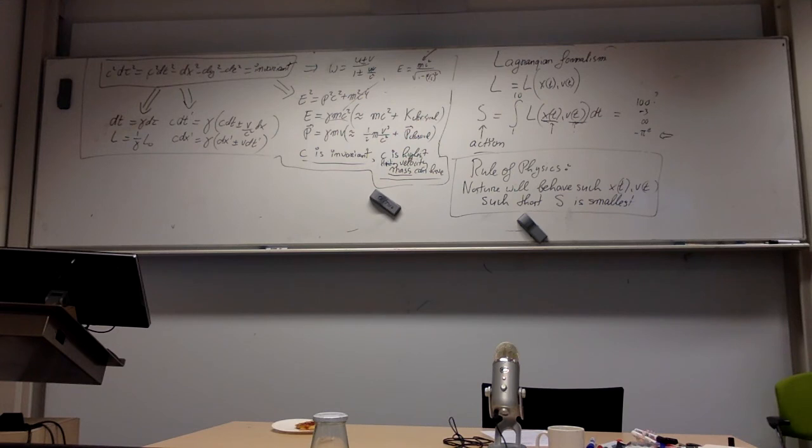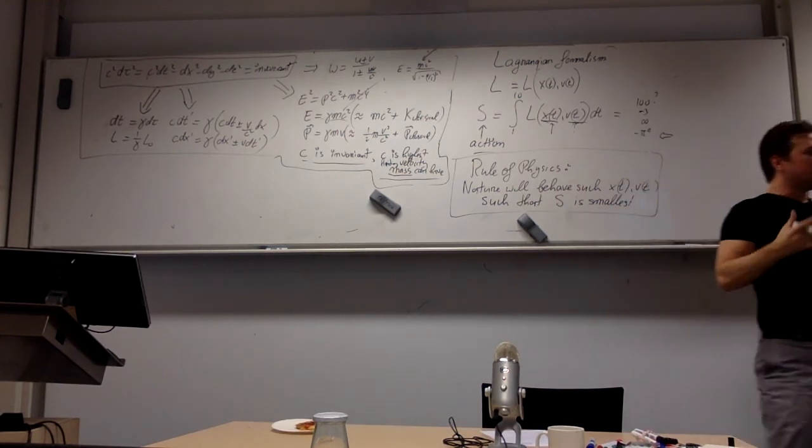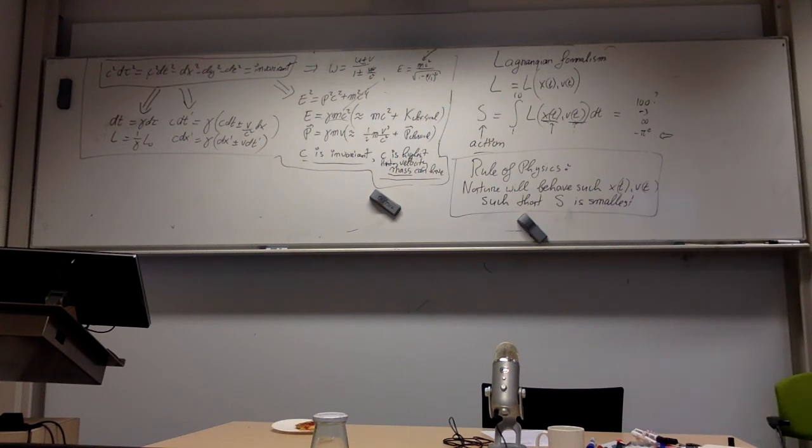Spiel's question, if I rephrase it correctly, was, okay, but of all the possible x as functions of t and v as functions of t, how do you know which one makes this integral the smallest? If you know that you have to look for the x and v that makes this integral small, which of the infinitely many x(t)'s and v(t)'s should you have taken?